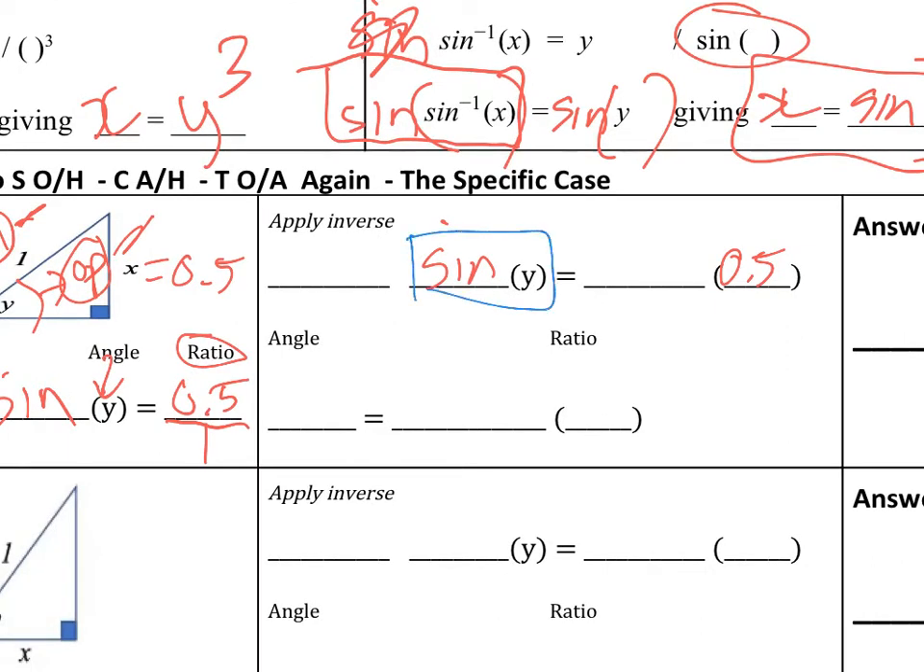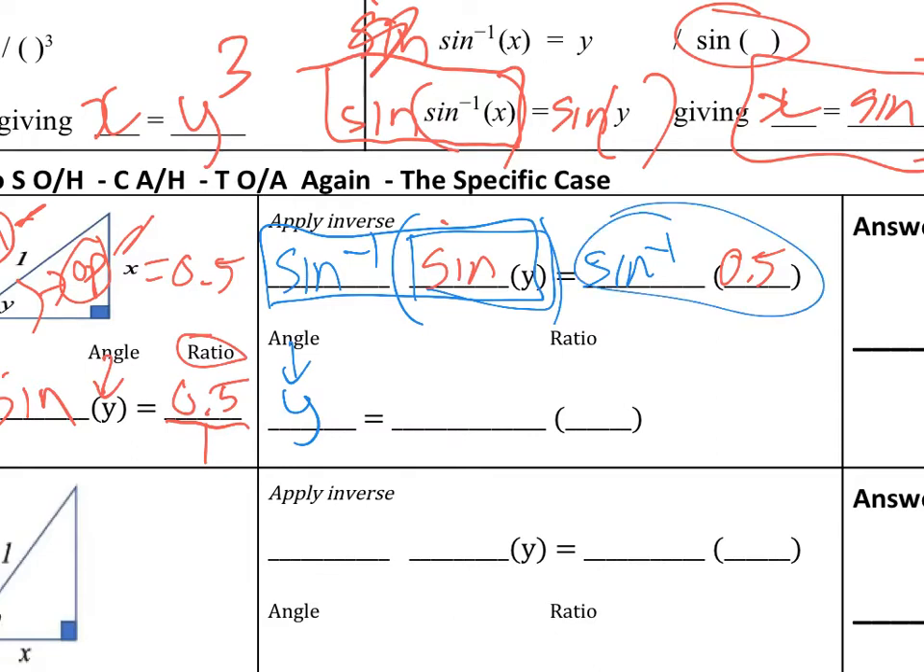So I want to get y by itself in this case. How do I do that? What's the inverse of sine? It's sine inverse. But I can't do sine inverse on one side without doing it on the other side. So when I do that, what's the sine inverse of sine? Just y. So y, remember y is our angle, equals sine inverse of 0.5, and that equals 30 degrees. Okay, folks, that's your answer, 30 degrees.